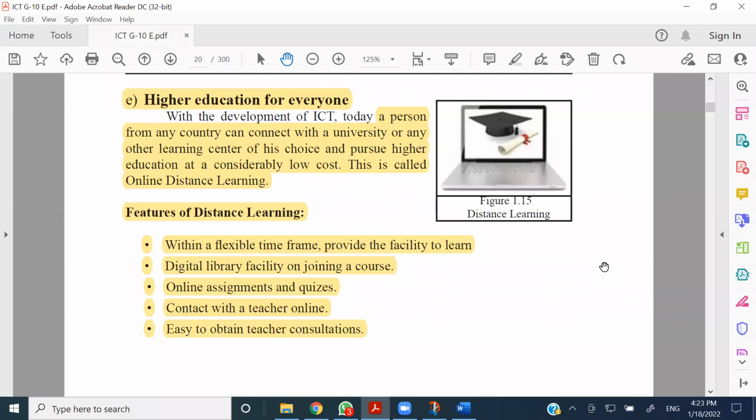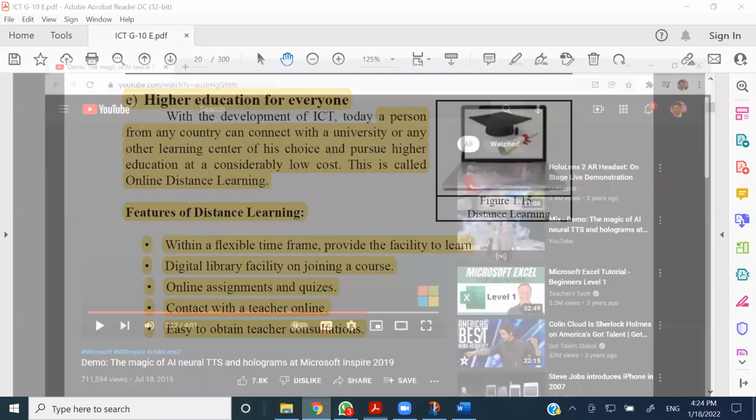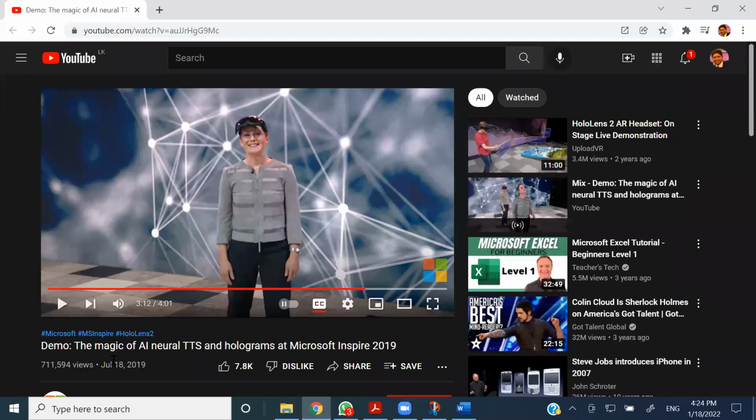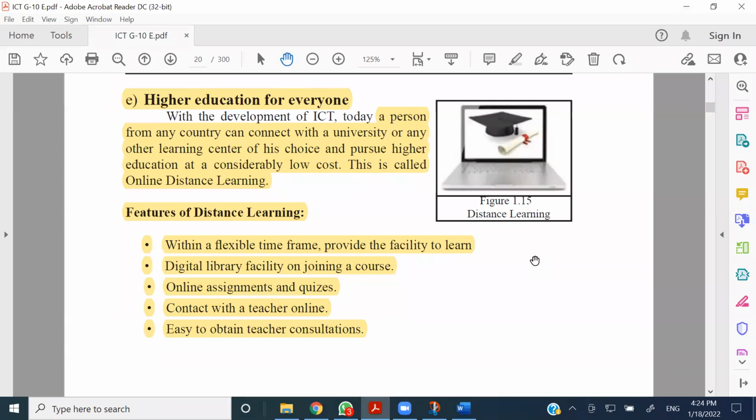And with the hologram technologies, they can have someone like me in front of every student crew. So they will feel that they are having the lesson or the lecture by myself presenting in their particular geographical location. So this will go to that extent. This was a video which was published in 2019. Now it is 2022, which is very much advanced. So most probably you will experience these kinds of things.